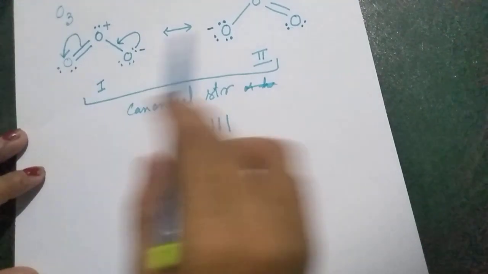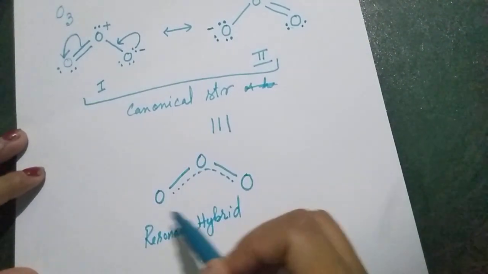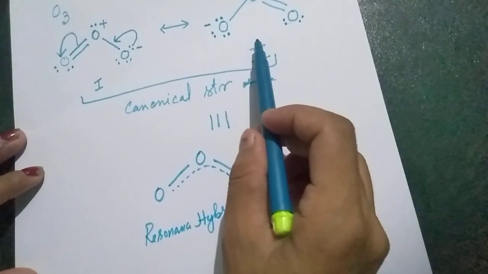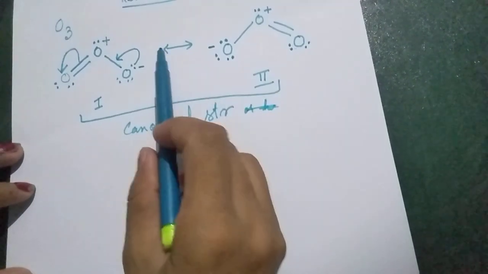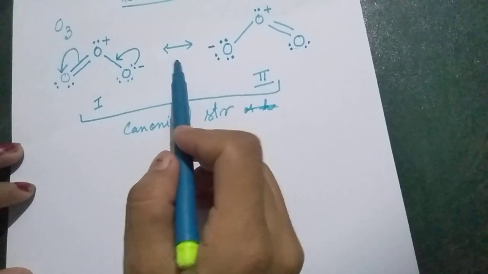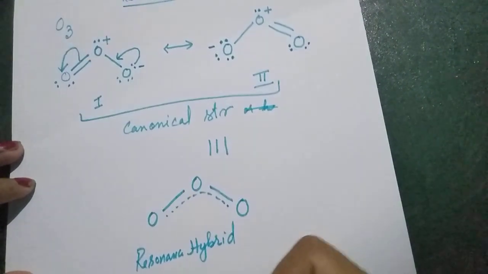Among these three structures, this is the stable structure and they will always try to remain in this form. Between the canonical structures there will always be a double-headed arrow, and shifting of the pi bond takes place. In this way we have shown here, this is called your canonical structure and this is called your resonance hybrid.